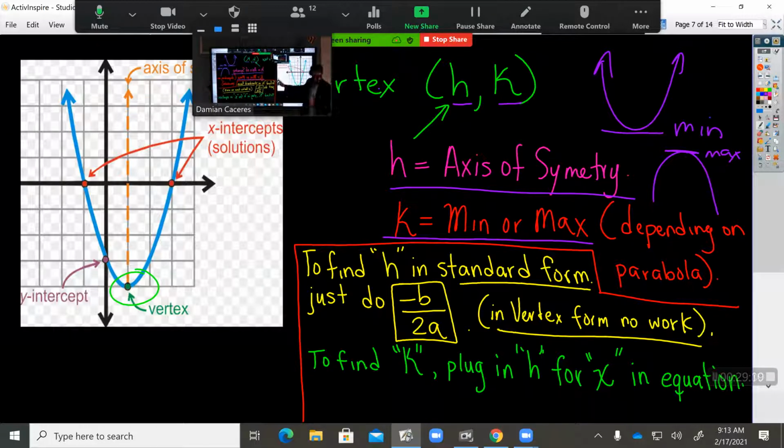Now, this is the work that we did on one of those pages. To find H in standard form, you just do -b divided by 2a.